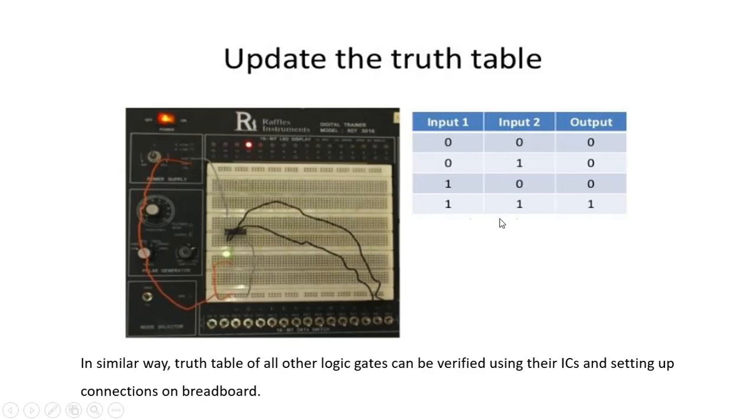In this case this is an AND gate, so the LED will glow only when both the inputs are high. In a similar way, truth tables of other logic gates can be verified using their ICs and setting up the connections on the breadboard. So you have to connect the IC on the breadboard, give plus VCC to the 14th pin, ground to the 7th pin, and at the inputs give the input through switches so that you can vary them, and at the output connect the LED to know the status of the output.